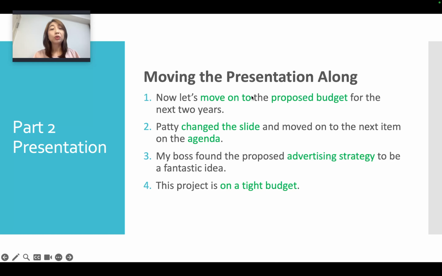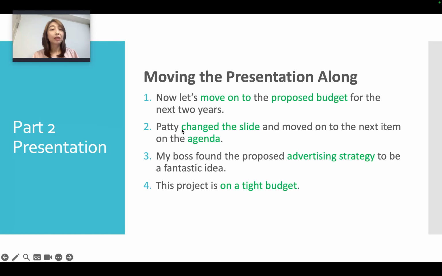Move on to means to continue. So continue, what does that mean? Continue, just continue to the next part. Okay, so proposed budget. Budget means how much money we plan to spend on a certain project or some products. So here, move on to, 继续到下个部分。Okay, proposed budget. 是我们提议的这个预算。Okay, so very useful.